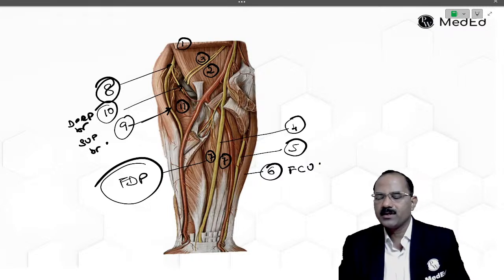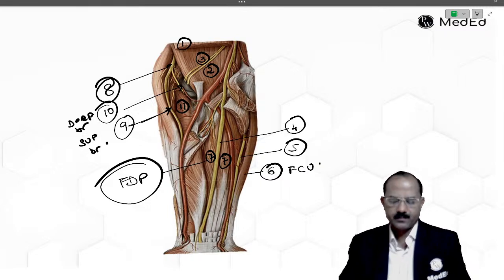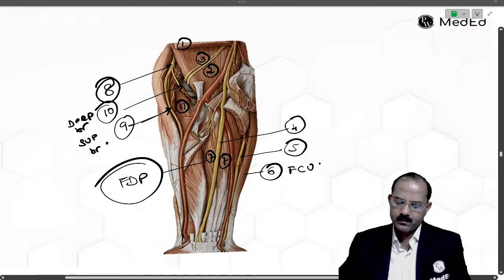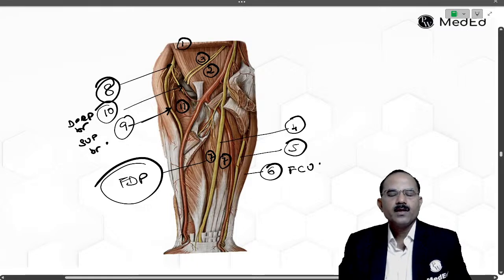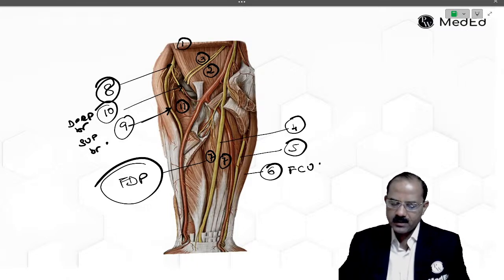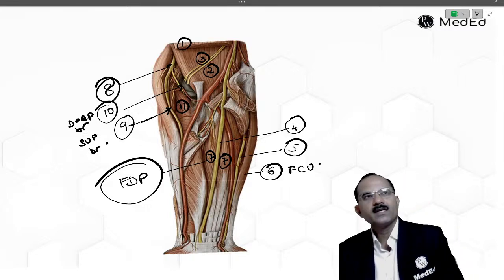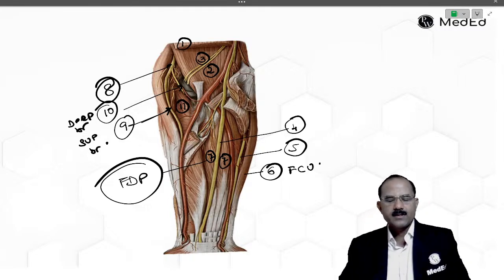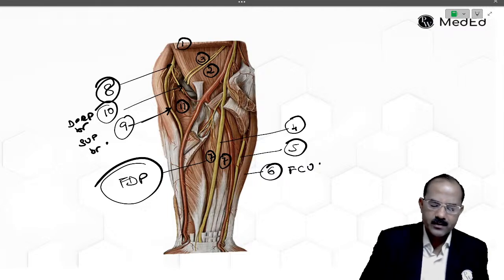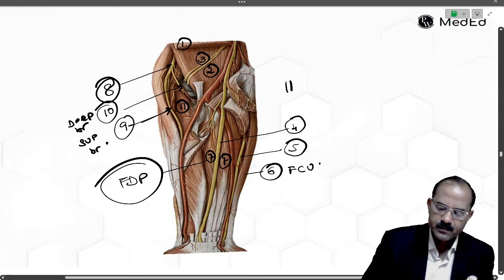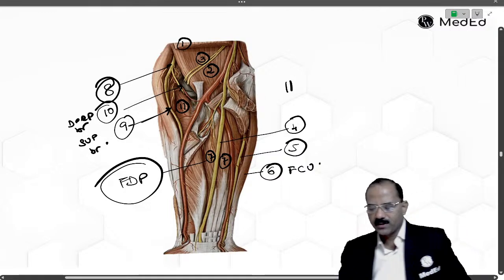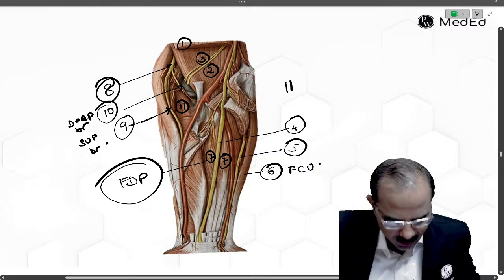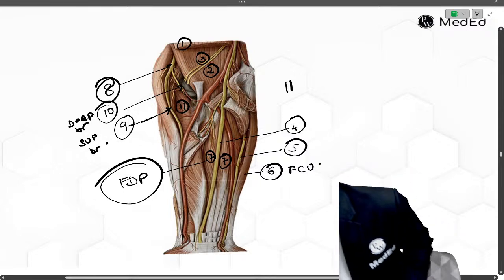It is not pronator teres. Number 11 is the one that the deep branch of the radial nerve is piercing. So what is that? That's the supinator. Number 11 is the supinator. You can have a look.